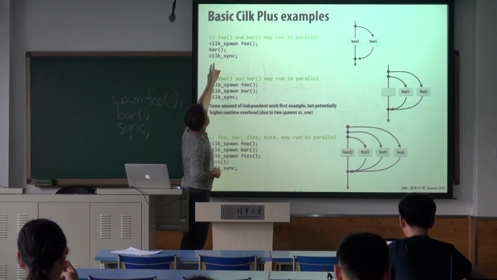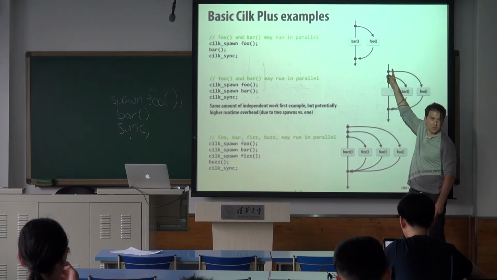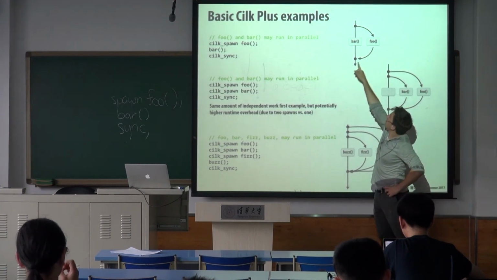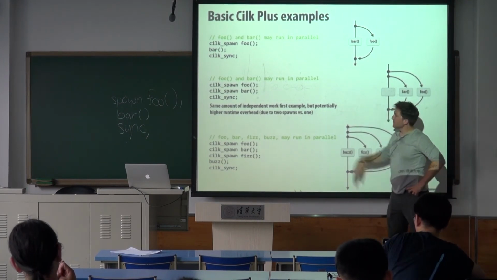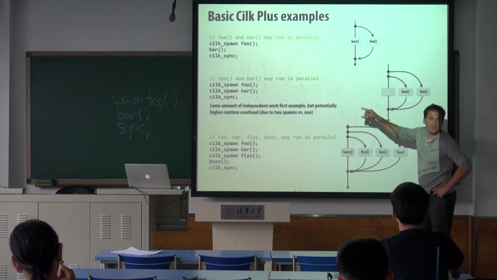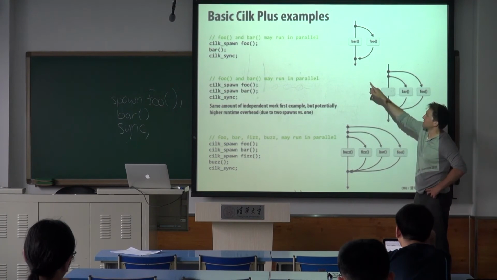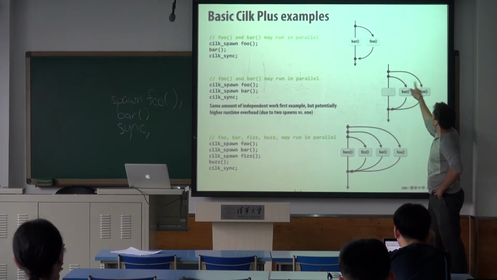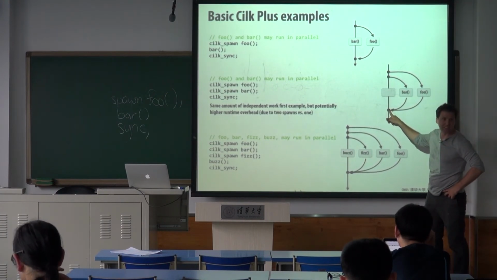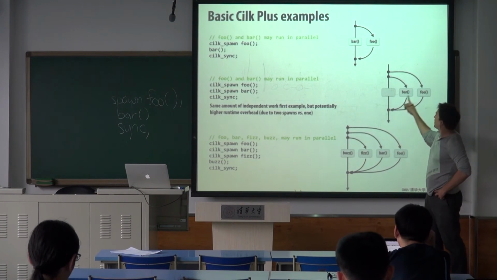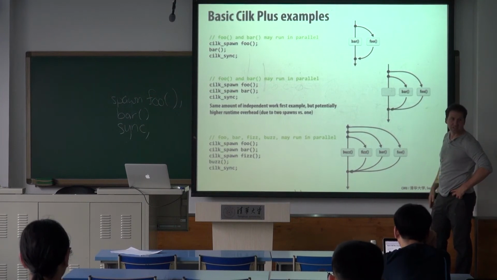So Cilk spawn foo, bar, Cilk sync says that the original thread spawns foo, calls bar, which is a regular function, and then waits for foo to be done. Cilk spawn foo, Cilk spawn bar, sync is actually the exact same amount of parallelism as the first thing. But now we spawn foo, spawn bar, do nothing at all, and then just wait for the sync. So both the first version and the second version have two independent things to do.